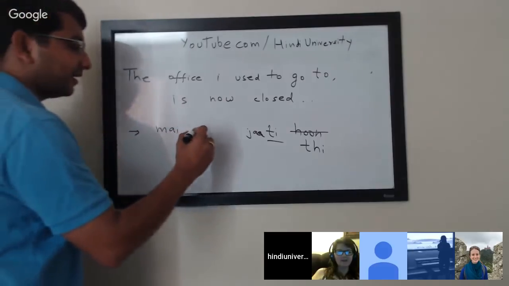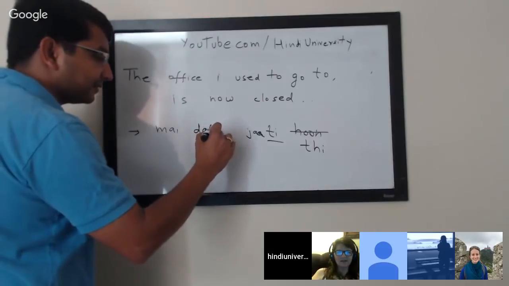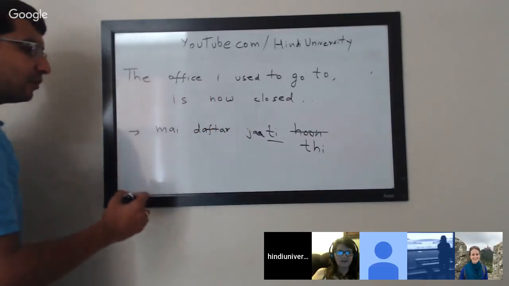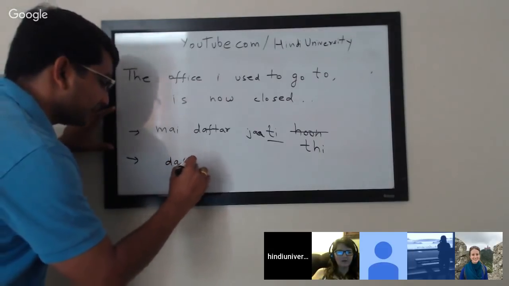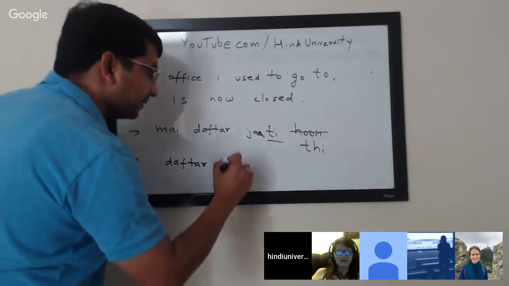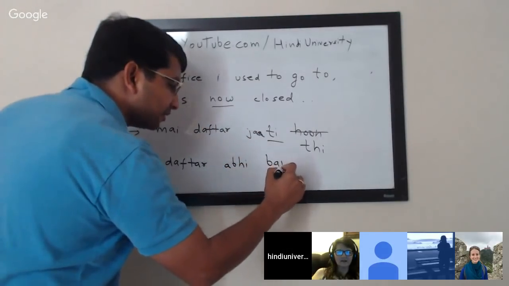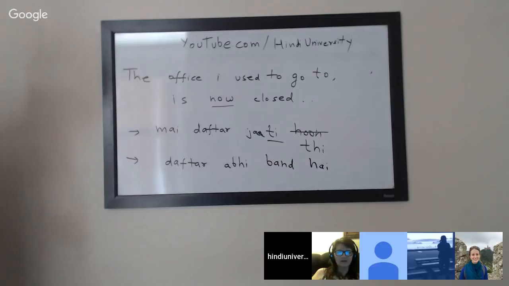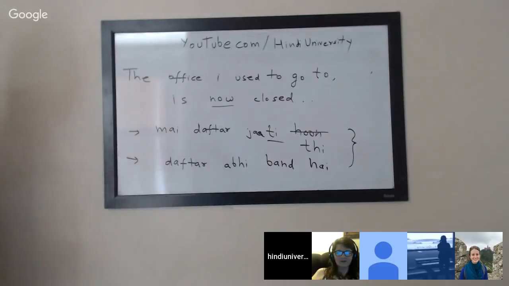मैं, so office is daftar. Okay, मैं, main daftar jati thi. मैं दफ्तर जाती थी. Very good. Office is now closed. Daftar band hai. Daftar is now closed, right? So daftar abhi, as you said, is band hai. Okay, awesome, awesome. मैं दफ्तर जाती थी. I used to go to office. दफ्तर अभी बंद है. Office is now closed. Now join both of them.